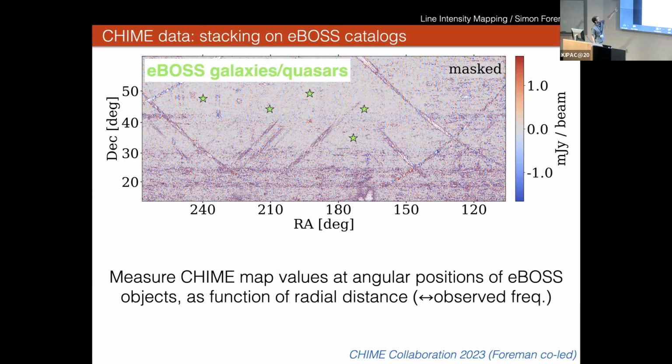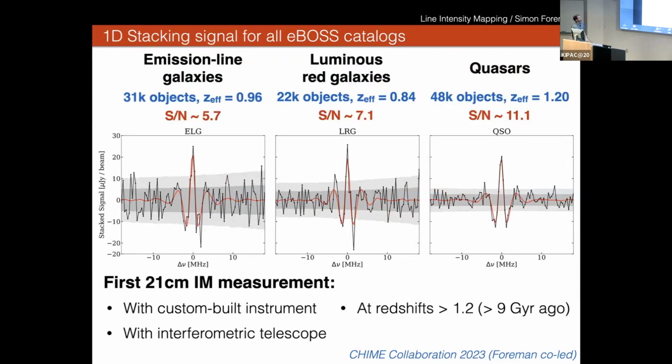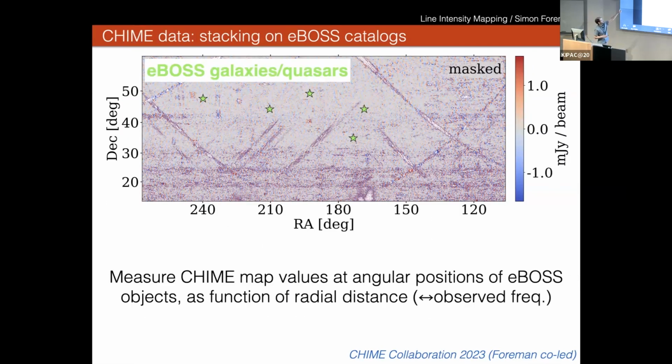What we can do is consider the angular position or the sky position of each one of these objects and take the value in the map located at the same position and at the same redshift, or at the same position but at a slightly closer or slightly farther line of sight distance, and effectively measure a one-dimensional correlation function as a function of line of sight distance away from these objects.